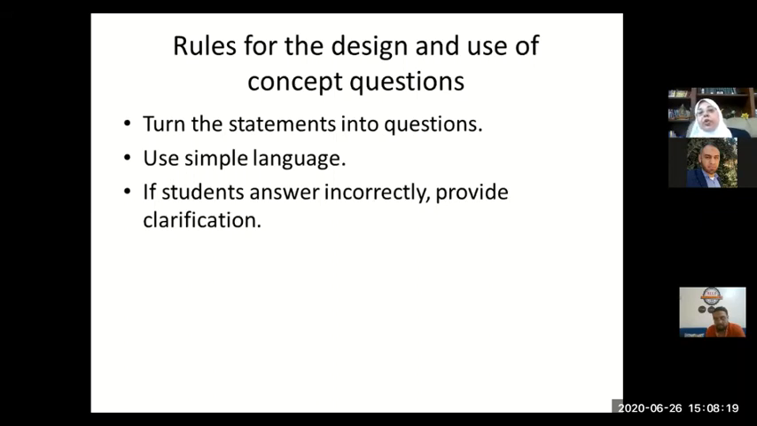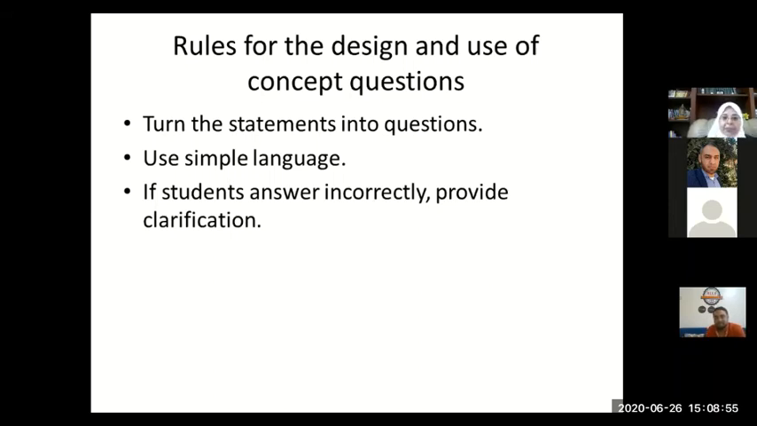Okay, what are the rules to design concept checking questions? First, you will turn the statements into questions, as I told you, but take care, you have to use simple language, because sometimes you use complicated language and students don't get what you really want. So we don't use concept checking questions to clarify the meaning. We use concept checking questions to check students' understanding.